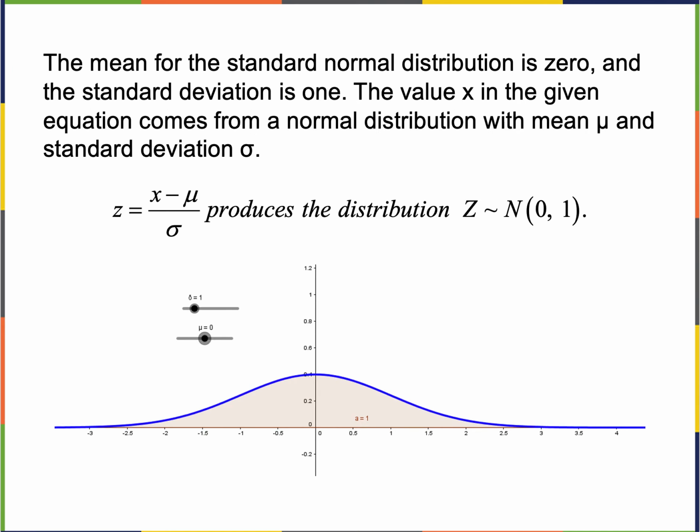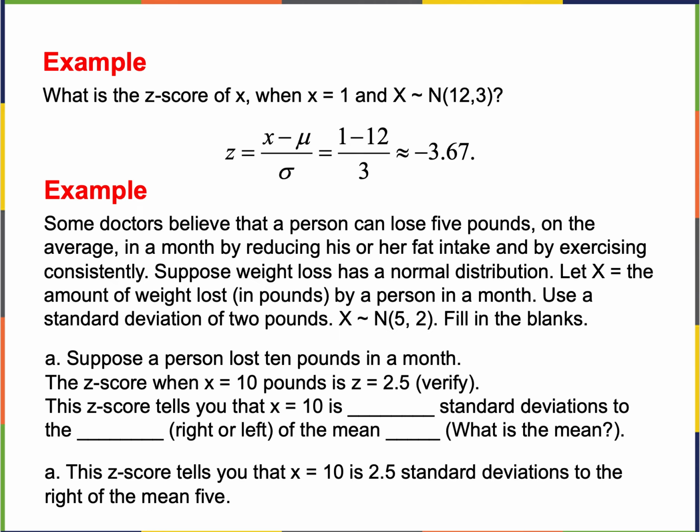If I'm given a curve like this, the mean for the standard normal distribution here is 0, because 0 is the highest point. The standard deviation is going to be 1, so we can find our Z-scores using that basic information. Here's an example. What is the Z-score of x if x is 1 and I have my normal distribution with a mean of 12 and a standard deviation of 3? You plug that into the formula and do 1 minus 12 divided by 3, which is negative 3.67. That is our Z-score that we're going to build on later.